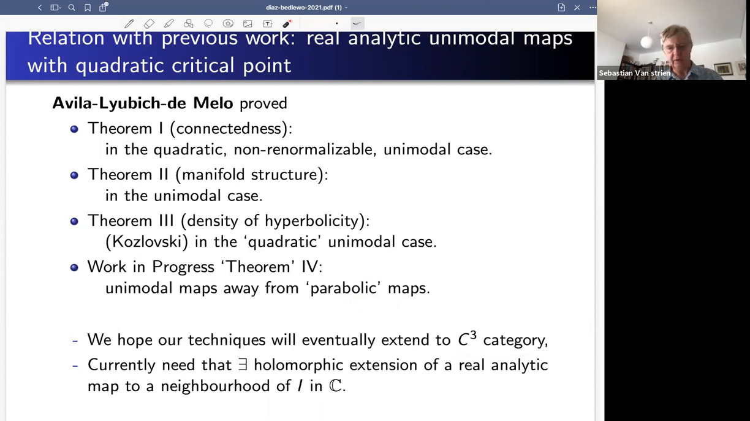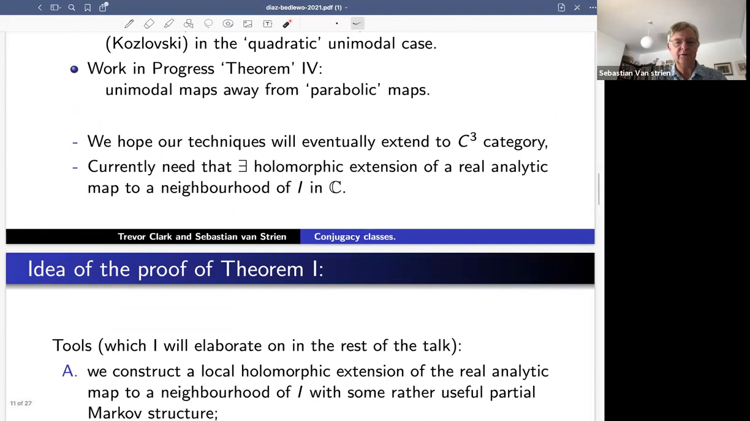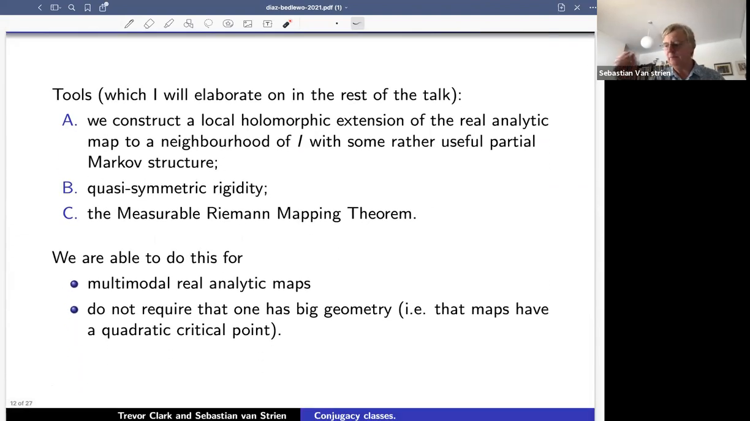Now that's some way off, but currently we need that you have a holomorphic extension of a real analytic map. But in fact, some of our results already work if you have an asymptotically holomorphic extension. And this asymptotically holomorphic extension is enough to use enough of the complex analytic machinery that makes things a bit easier. So let me explain roughly what our approach is.